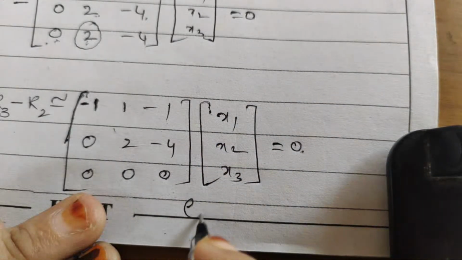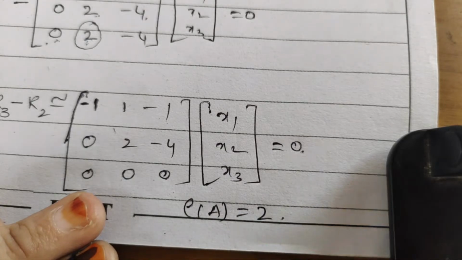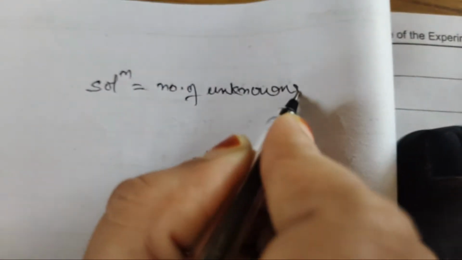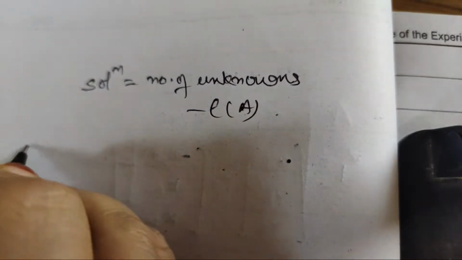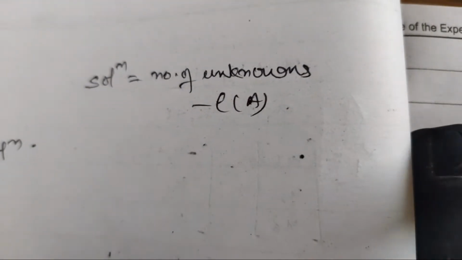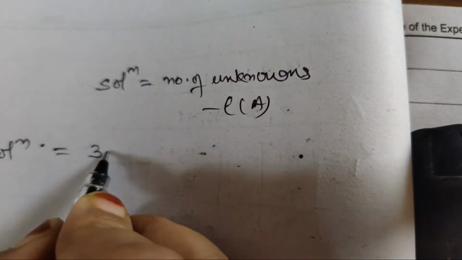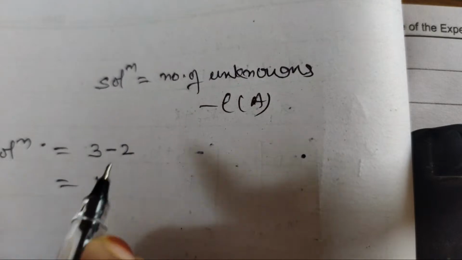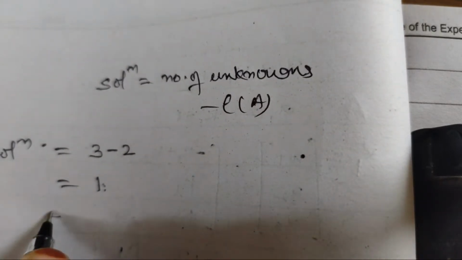What is the rank of A? Rank of A equals 2. So the number of solutions equals the number of unknowns minus rank of A. The number of unknowns is 3, rank is 2, so 3 minus 2 equals 1. So you are going to get only one solution. The system possesses non-trivial solution. Don't forget to write this one.